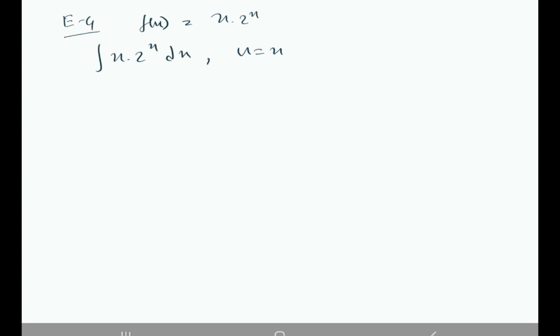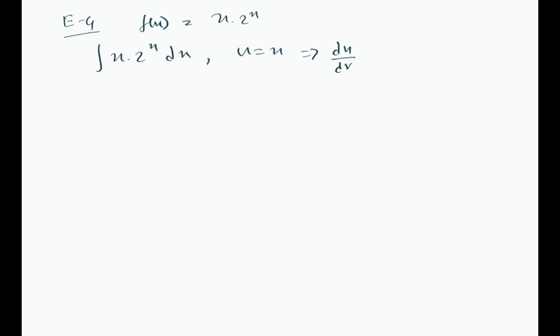For example 4 we have a function f of x is equal to x times 2 to the power x. So the integral of this function, x times 2 to the power x, is this. Here, what is u? Definitely u is x. Why? Because x is an algebraic function and 2 to the power x is an exponential function, so we need to take x as u.